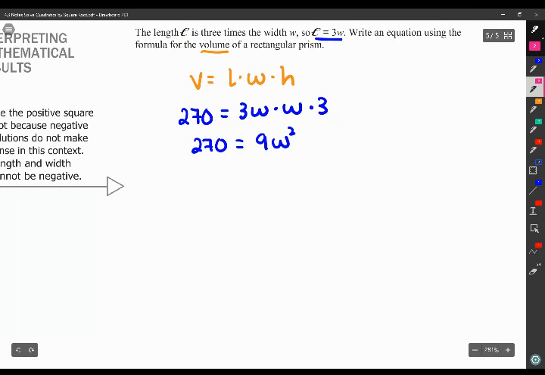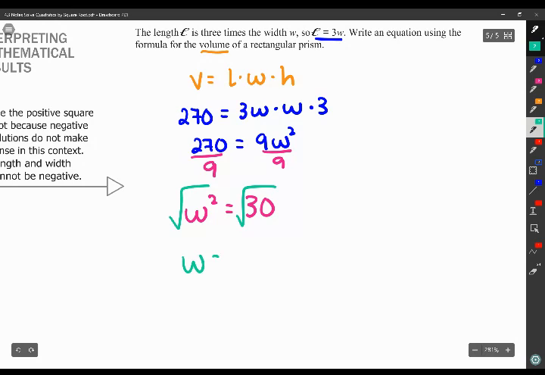I isolate the squared term, which happens to be on the right-hand side this time, but that's okay. We divide by 9. And so I get W squared. I'm just going to flip it across each other. 270 divided by 9 is 30. And now we're going to take the square root. And when I take the square root of both sides, because I wrote the square root, it's a plus or minus. That part didn't change.